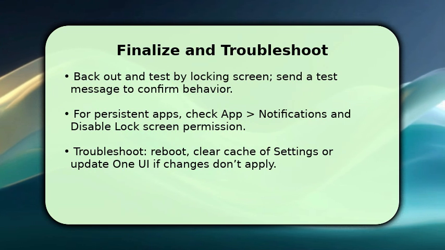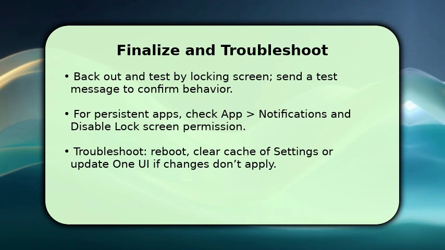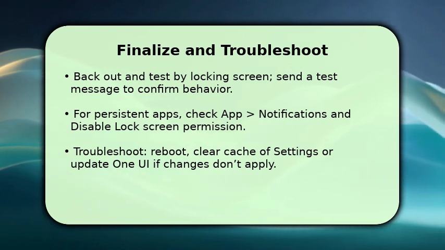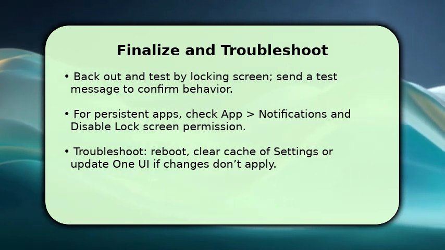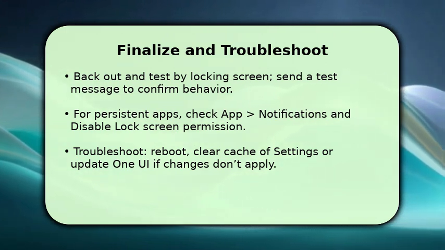If an app still shows content, open that app's app info notifications and disable lock screen permission for that specific app. Make sure Do Not Disturb or scheduled rules aren't affecting results because those can override settings.